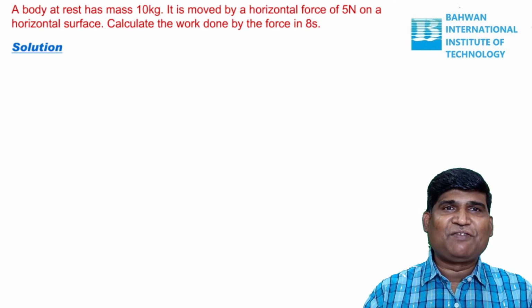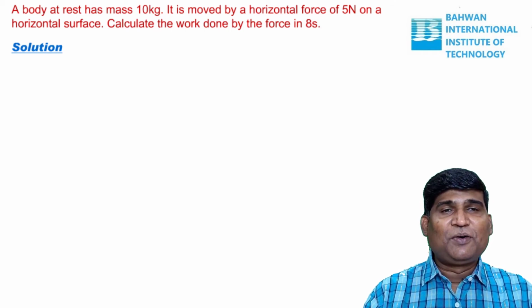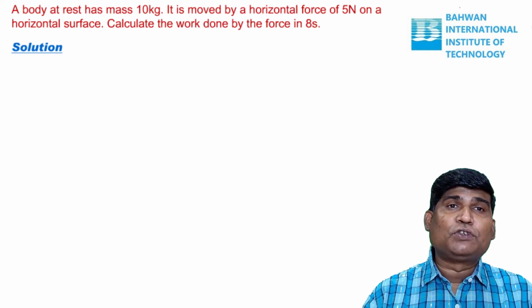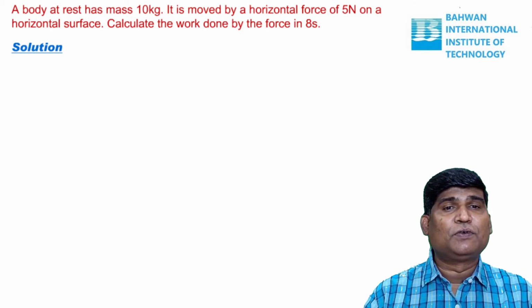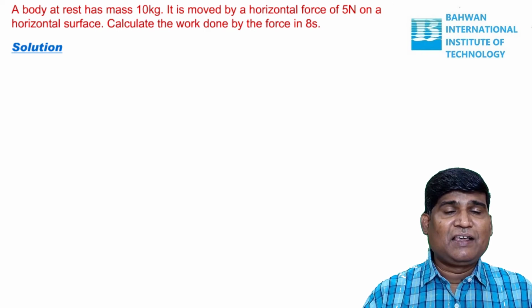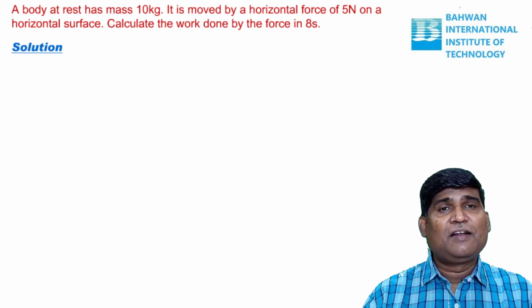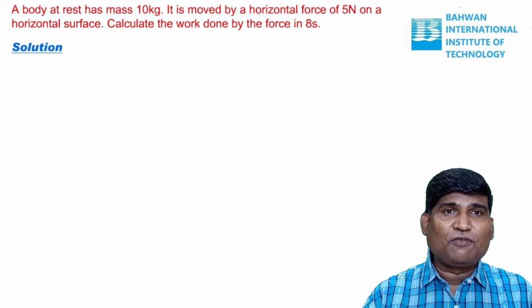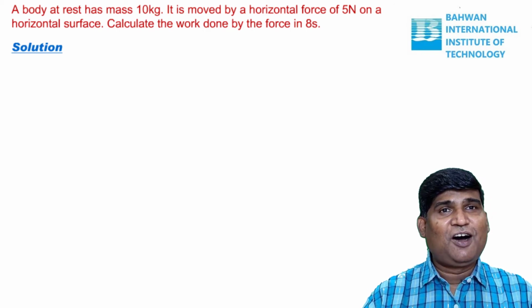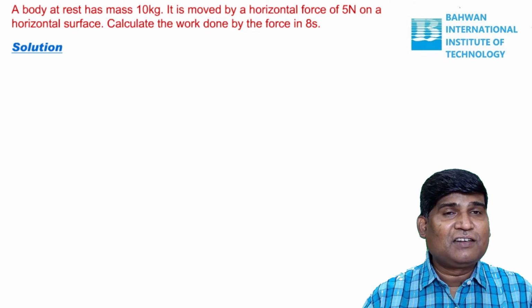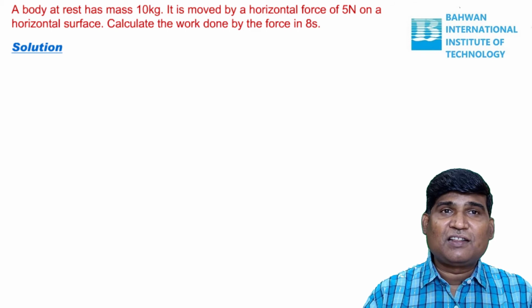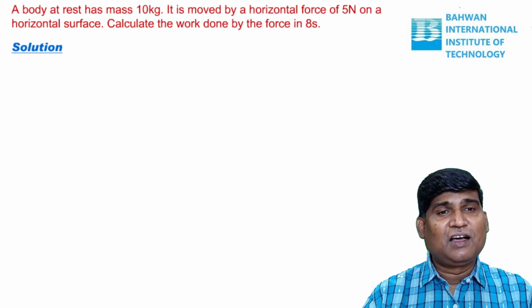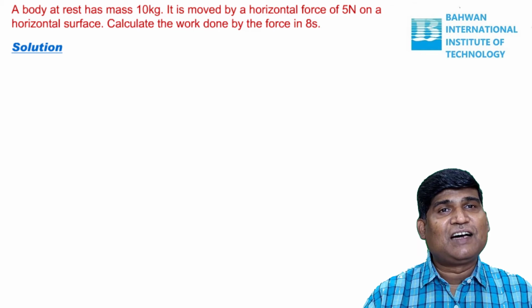The mass of the body they have given is 10 kg. On that body they applied a force of 5 Newton. And they are asking to calculate the work done by that force in 8 seconds. When you observe the problem very carefully, they have not given the displacement. How much distance it traveled, they have not given. Then how can we calculate work? When distance is not given, we can find the distance. How will we get the distance? By using the other data.